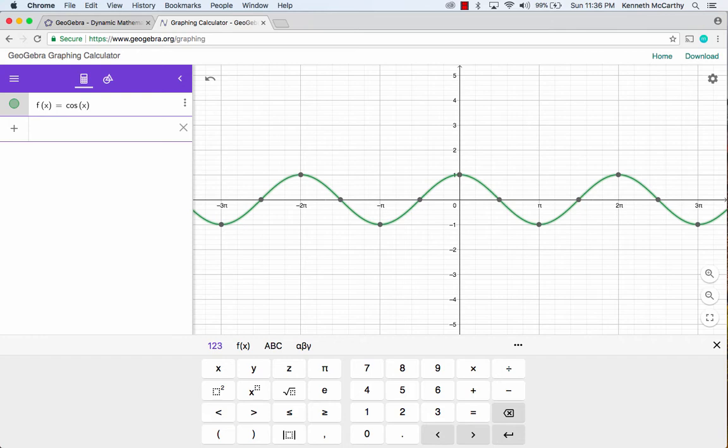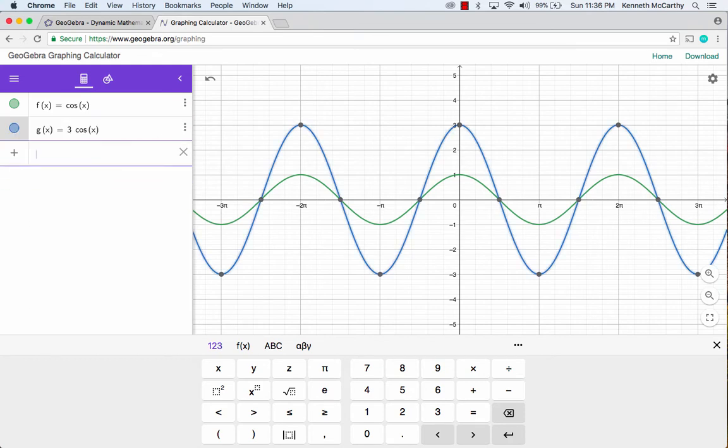So now we're going to transform this by throwing a 3 out in front of the cosine and then hitting enter and seeing what happens. Okay, notice the amplitude increased greatly by a factor of 3, which is what we expect because we put a 3 out in front of the cosine. So now, instead of going from 0 to 1, our outputs are at 3. When the input is 0, and x is 0, the output is 3.